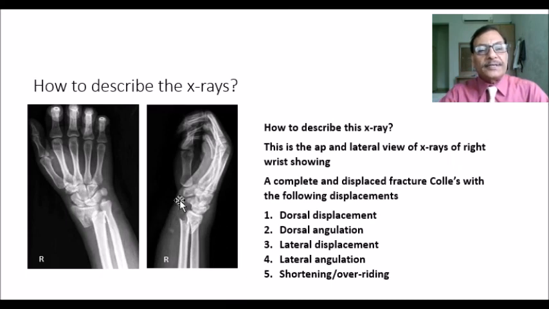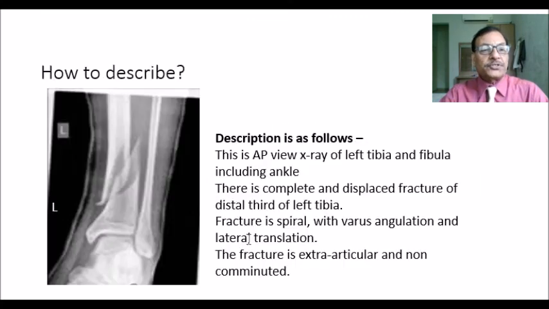Here we can see a typical example of the Colles fracture. So these are AP and lateral views of X-rays of the right wrist, and they show a complete and displaced Colles fracture with the following displacement. The displacement is dorsal displacement and angulation, the lateral displacement and angulation, and there is shortening. So this is the way to describe it.